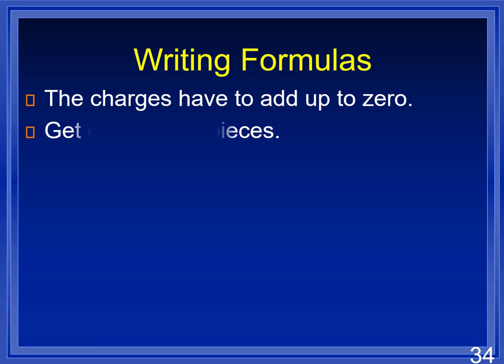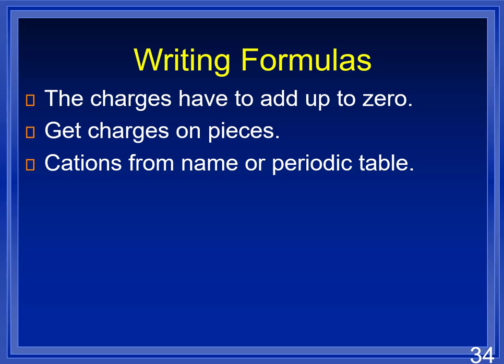In order to do that, first you got to get the charges on the pieces. And the cations, I need positive ions. I'm going to get their charge from either their name, platinum 4. That tells me the charge on platinum is 4+. Or I'm going to be able to get them from the periodic table. If they don't have Roman numerals, I'll be able to find them in group 1A, 2A, or 3A. So I'll be able to get them off the table, or they're going to be in the name.